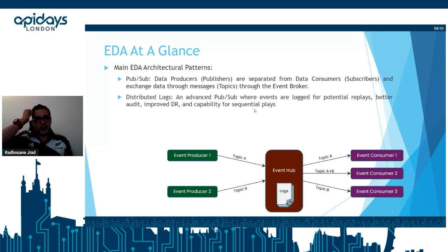Now, in the last probably decade or so, the pub/sub got elevated into a more sophisticated version, where we have logs for every movement, if you want, or every event. What that means is you can replay those events. So the unhappy path, the troubleshooting, becomes a lot easier. You can enforce sequential plays, so the order of topics and whatnot. And obviously from a disaster recovery perspective, it's a lot more robust than just the pub/sub.